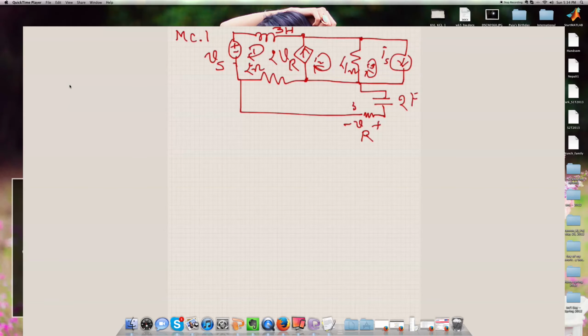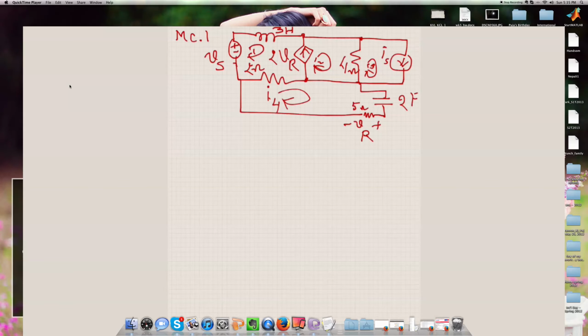This resistance is 5 ohm. And this is I sub 4. So we have VS, I1, I2, I3, I4, 2 ohm, 3 Henry, 2 VR, 4 ohm, 5 ohm, and 2 farad. And we have to come up with the matrix representing the KVL equations for this problem.